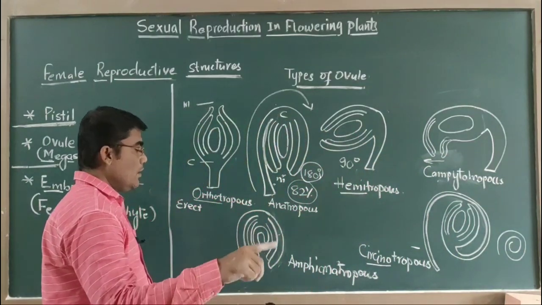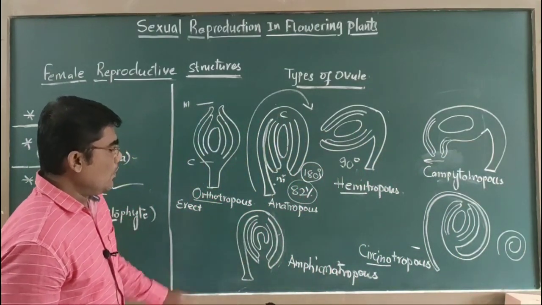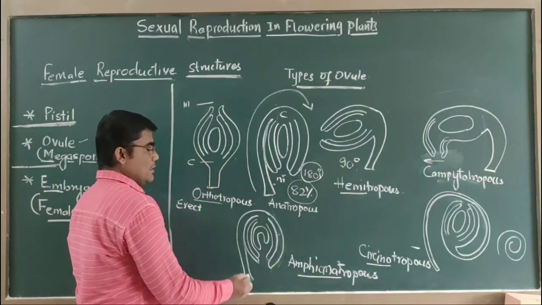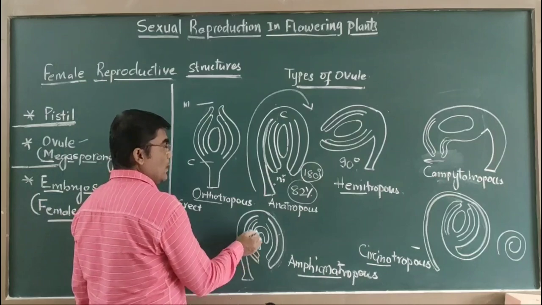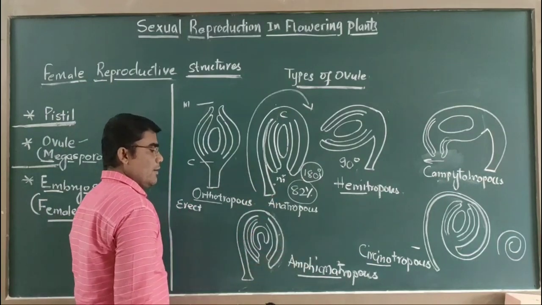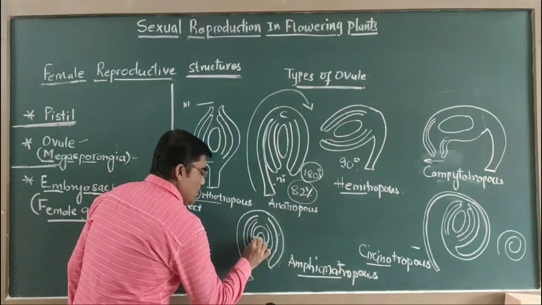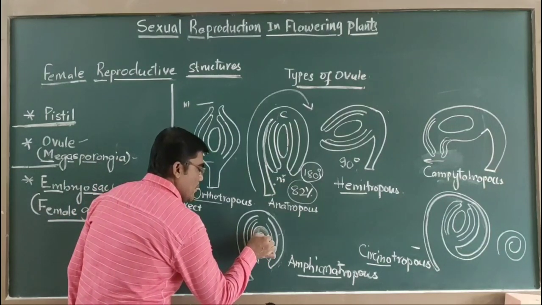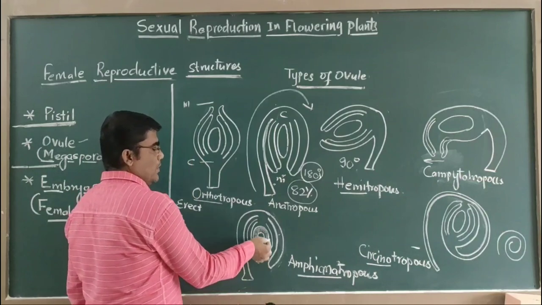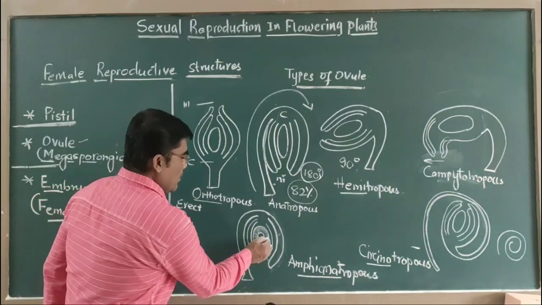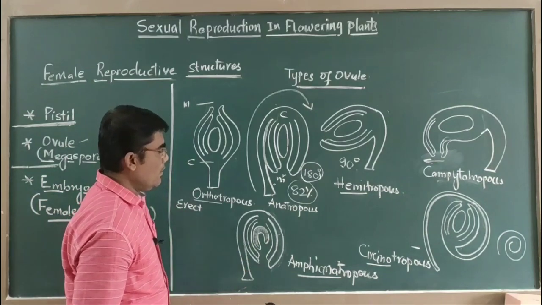We have another ovule that is called Campylotropous. This Campylotropous ovule looks like Anatropous only, but the major thing is that here the embryo sac is bent. This embryo sac is curved. This is said to be a horseshoe-shaped embryo sac.